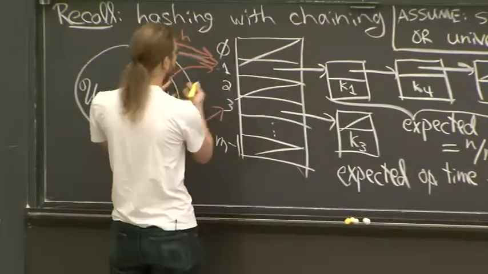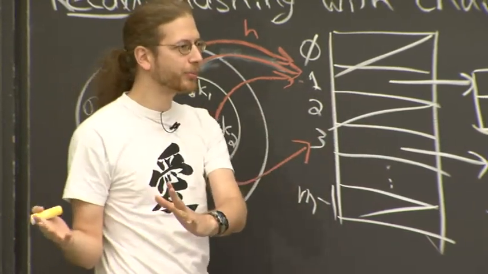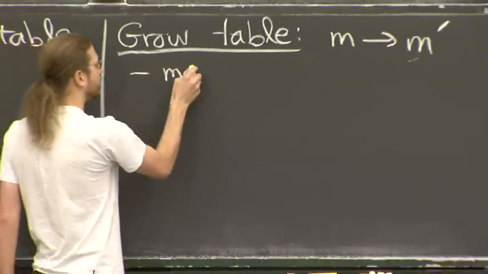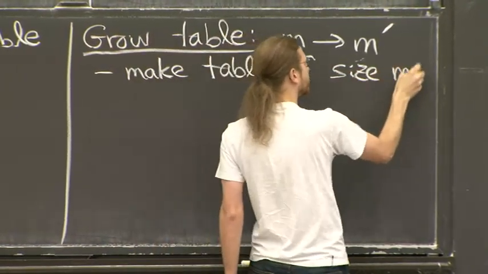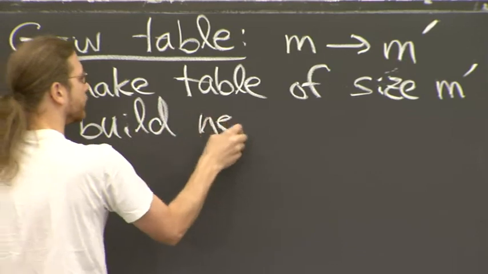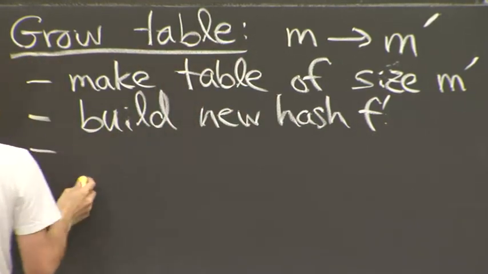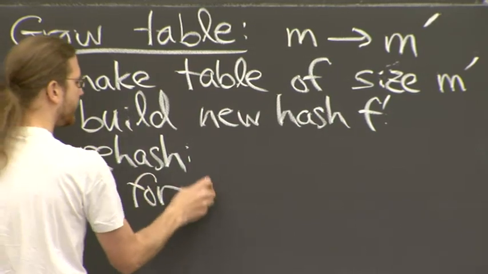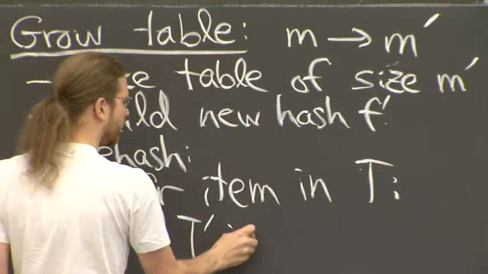So we have all these keys. They're stored with some hash function in here in a table of size m. I need to build an entirely new table of size m prime. And then I need to rehash everything. One way to think of this is for each item in the old table, insert into the new table.